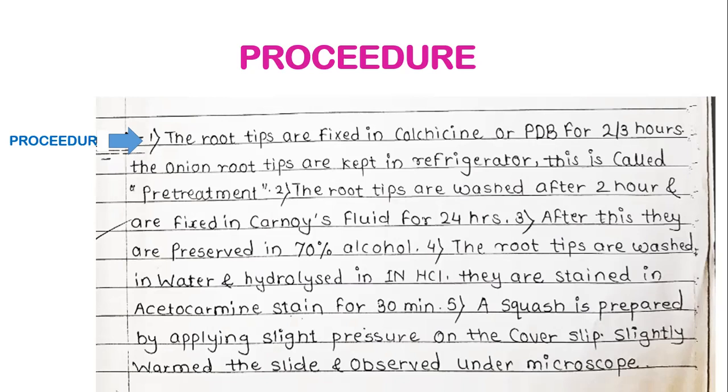Put excess of acetocarmine as a mounting medium and put a cover slip on that root tip. When you put the cover slip, the slide is already under the blotting paper. Wrap the slide along with the blotting paper and the cover slip, and then apply slight pressure on the cover slip with your thumb or the back side of the pencil.